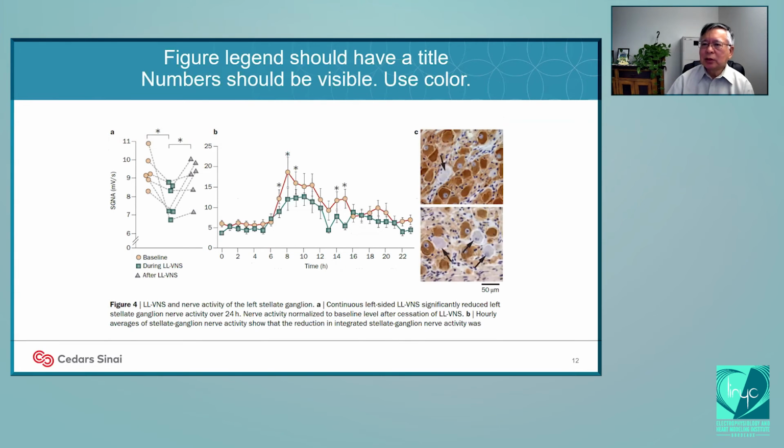The other thing is about the figure and the figure legend. When you publish a figure, you want to make sure the first sentence of the figure legend is a title. It's like you're doing a scientific presentation. On top of the slide, there is always an opportunity for you to enter a title. So all figures should come with a title. For example, left lateral vagal nerve stimulation and nerve activity in the left stellate ganglion. So that's the title of this figure.